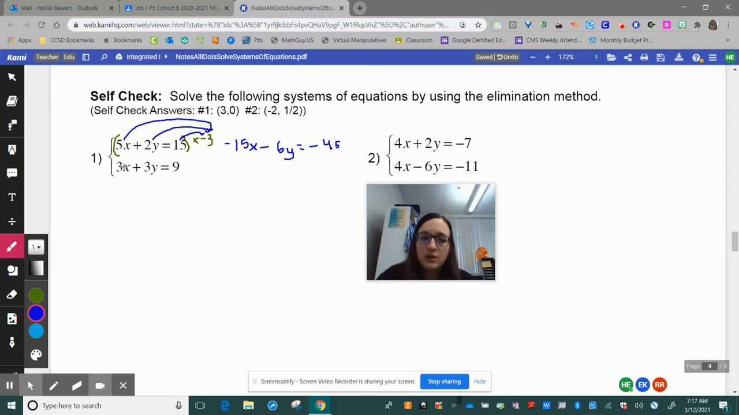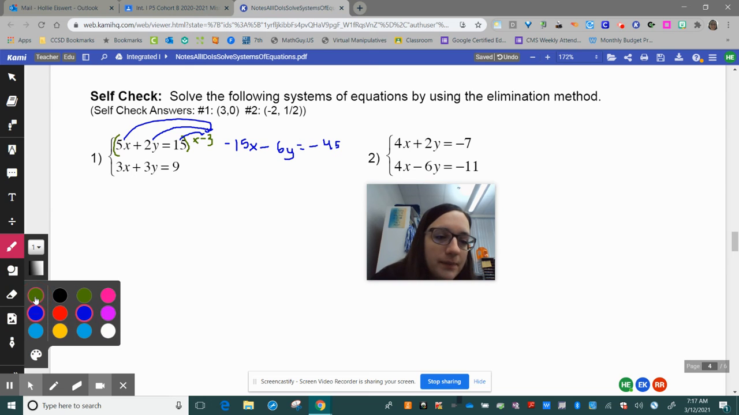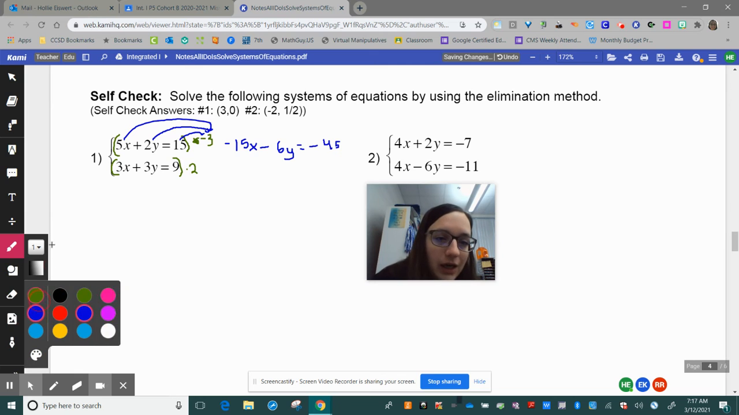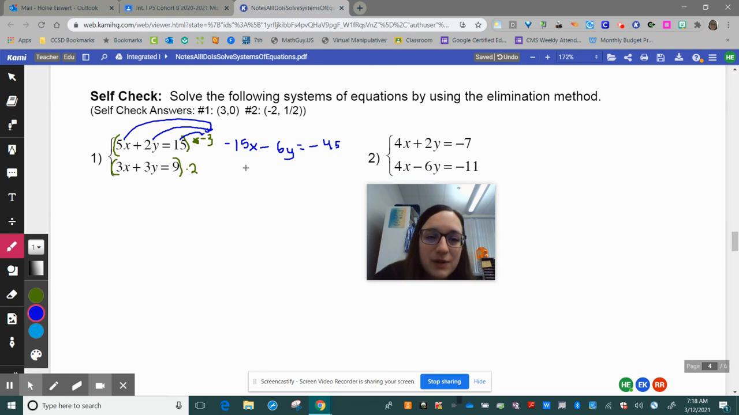All right, so what we need to do is multiply the second equation by something that will give us a positive 6, so that way the y's can be eliminated. So let's see, we can pick 2, just times 2. I'm going to do the dot this time. Okay, so we have our 3x times 2 is 6x. Notice I'm lining them up. Good. 3 times 2 is a positive 6y. And 9 times 2 is 18.